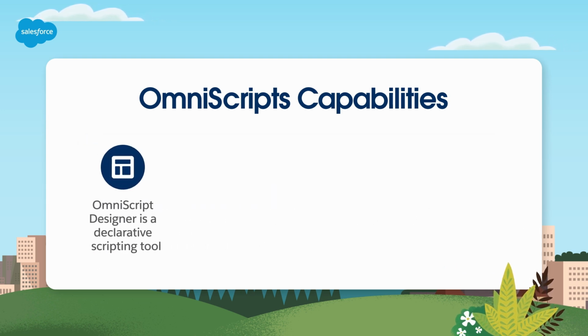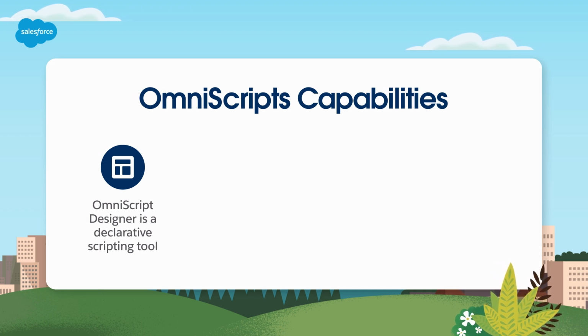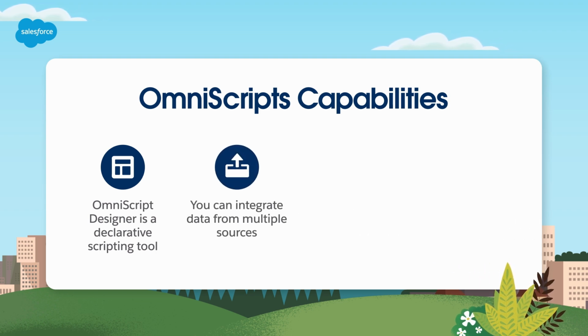OmniScript Designer. OmniScript Designer is a declarative scripting tool. It's a low-to-no-code way to structure your OmniScript process using drag-and-drop functionality. Multi-source integration. You can integrate data from multiple Salesforce or third-party sources, manipulate the data, and send it back to its source, all from within the OmniScript. The data is captured in the standard JSON format.